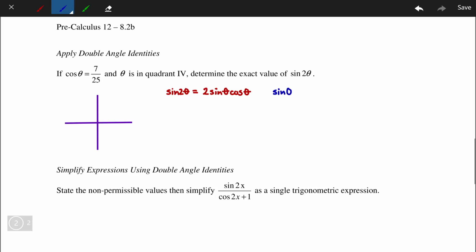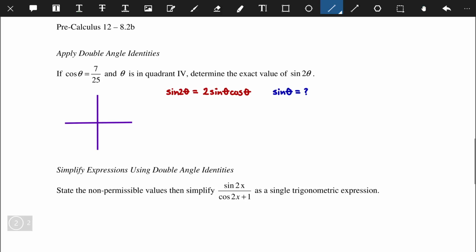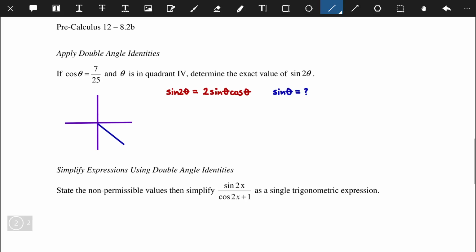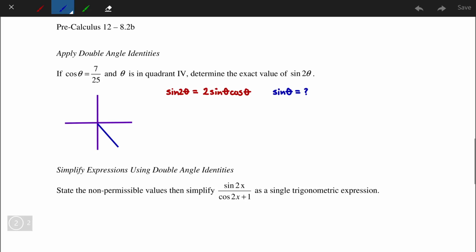So here is sine theta, and we don't know what that is. So we're going to use the diagram on the right here. We know that the angle is in quadrant 4. So go ahead and draw that in quadrant 4. Okay, so we know that the radius, or the hypotenuse, is 25, and that the x value is 7. So we have this triangle here. This is 25, and this is our right triangle. This value is 7.